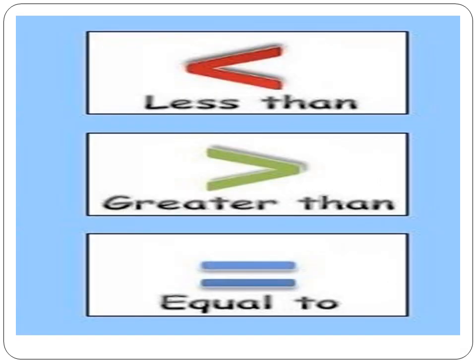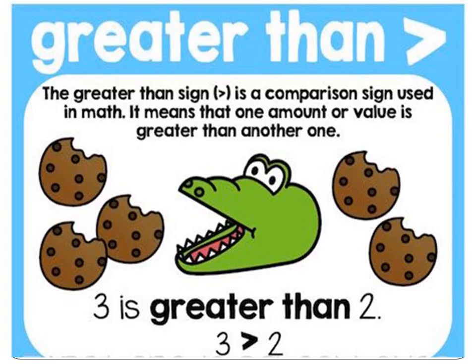These are the three symbols used while comparing the numbers: less than symbol, greater than symbol, and equal to symbol. This is a hungry alligator and he always opens his mouth wherever he sees the greater number. So in this case 3 is greater than 2. So the mouth is open towards 3. Here you read it 3 is greater than 2.